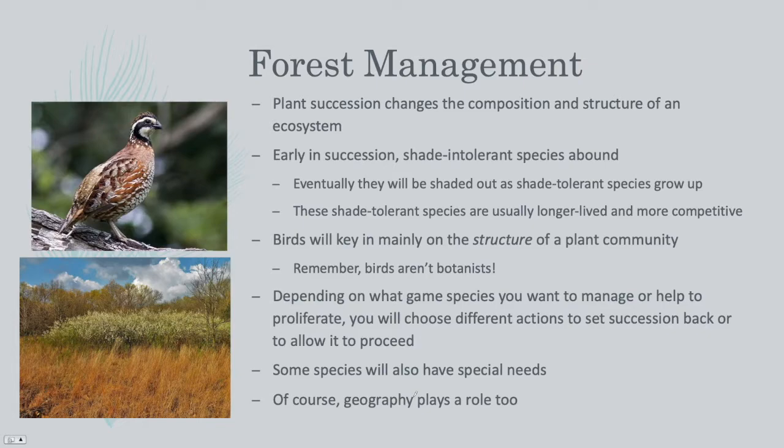Okay, so plant succession changes the composition and structure of an ecosystem, and more specifically of the plant community. So early in succession, the shade intolerant species abound. So these are species that like a lot of sun, and there's nobody blocking their sun, so they do very well. But eventually, over time, these will be shaded out as more shade-tolerant species grow up. And shade-tolerant species are usually longer-lived, and they're more competitive, so they outcompete the shade-intolerant species.